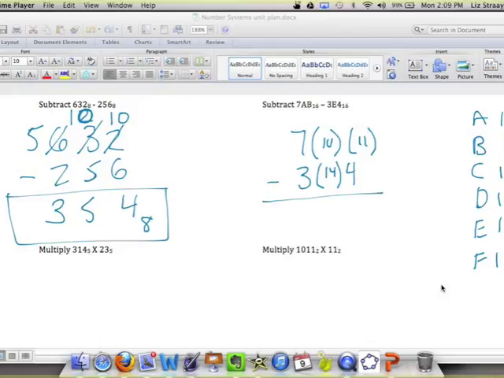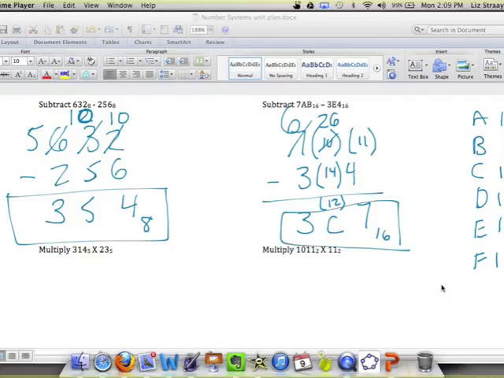Okay, so I'm going to do 11 minus 4. That's fine, I can do that as 7. 10 minus 14 I can't do. So from the 7 I need to borrow. It becomes a 6. And what does the 10 become? A 26, because we're in base 16, so we're borrowing 16 from the place before. So 10 becomes 26. 26 minus 14 is a 12, which we can call C. And 6 minus 3 is 3. So 3C7 is our answer.